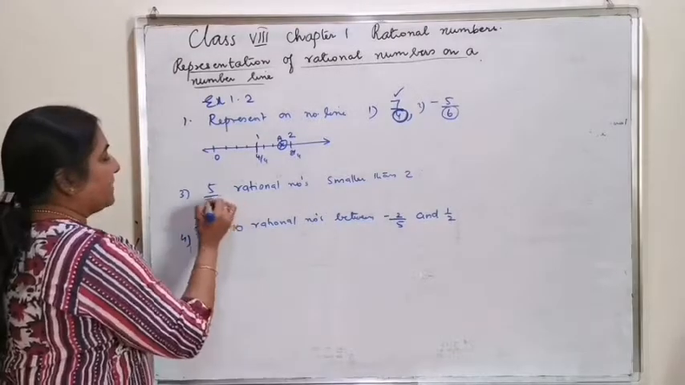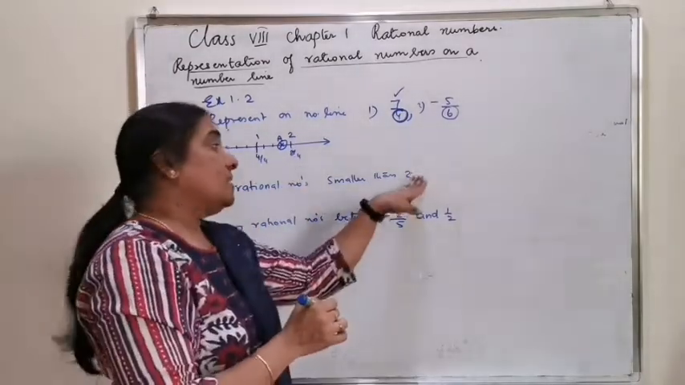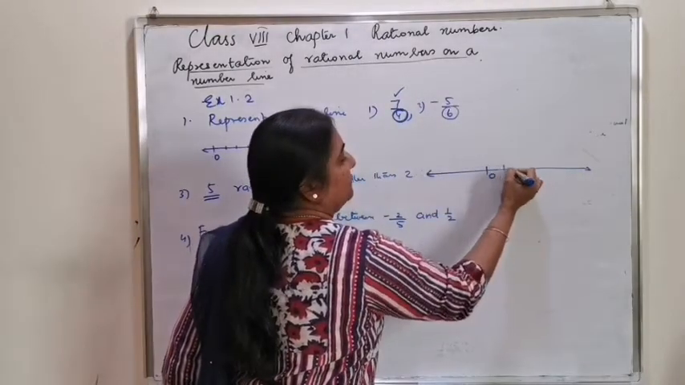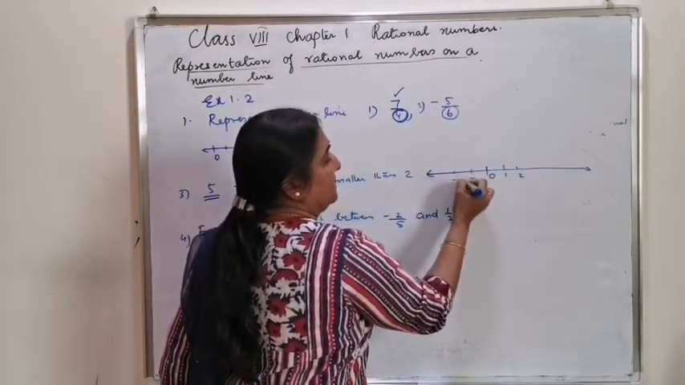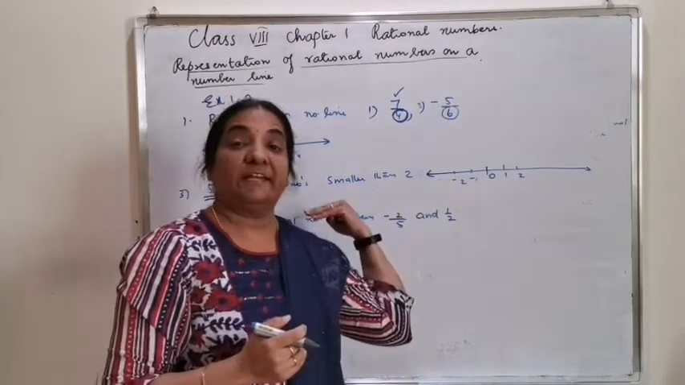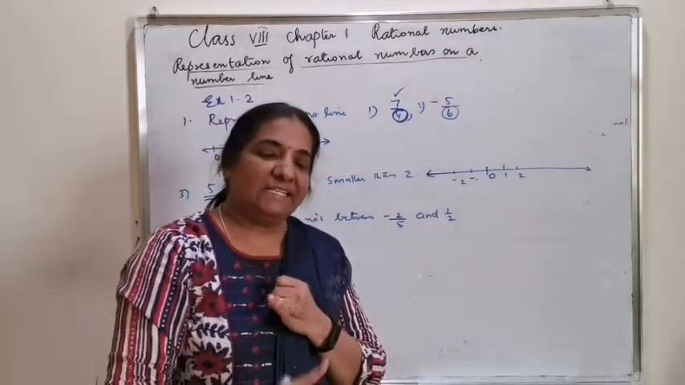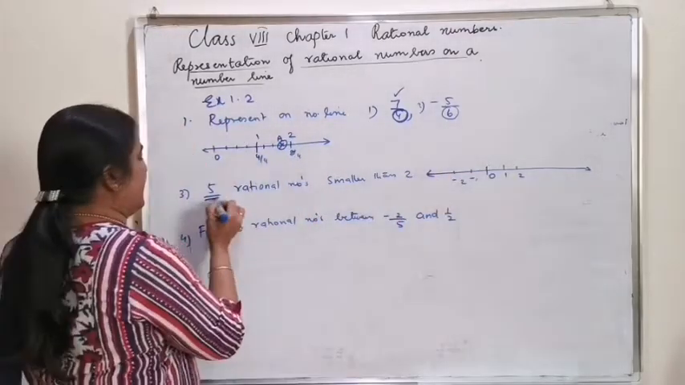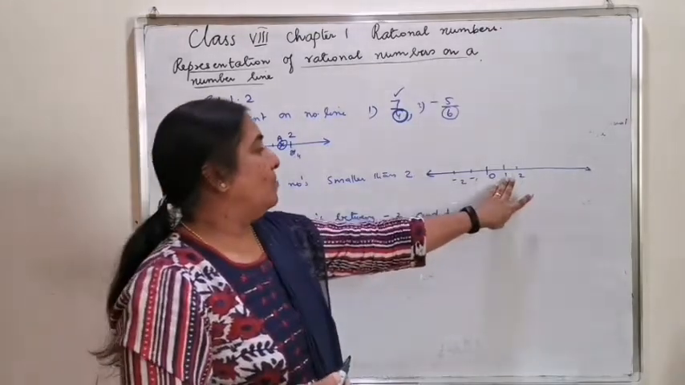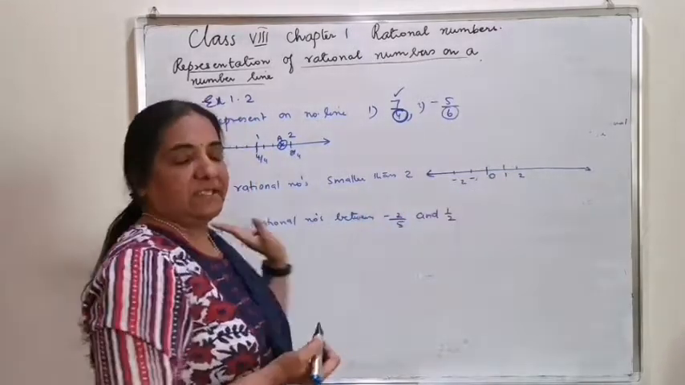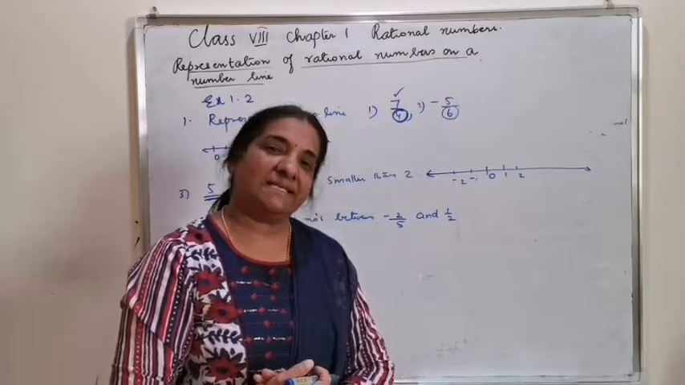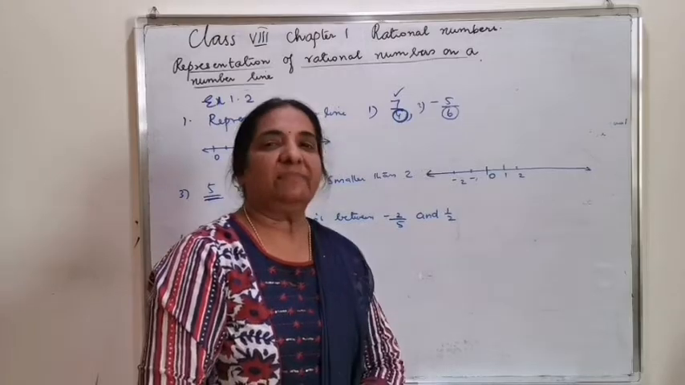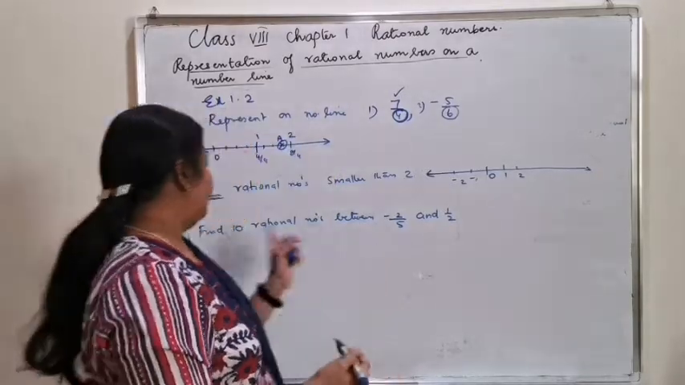Question number 2. Find 5 rational numbers smaller than 2. If you observe the number line itself, there are so many negative numbers, negative integers, because all integers are rational numbers. You can just mention any 5 rational numbers, means 1, 0, any integer you can mention as a rational number. That's why the answers may not be the same. Each child will have a different answer.